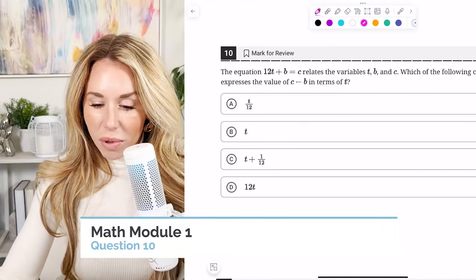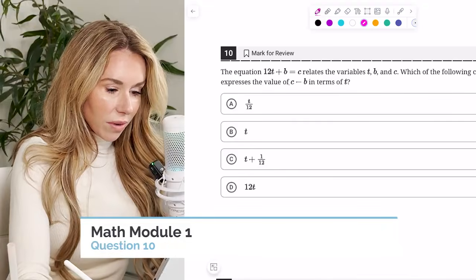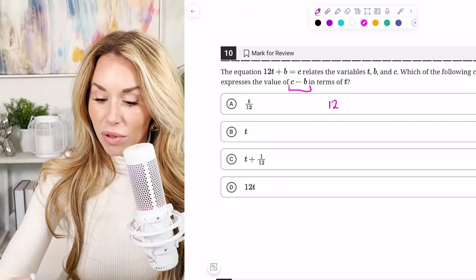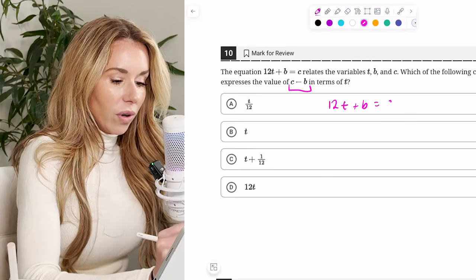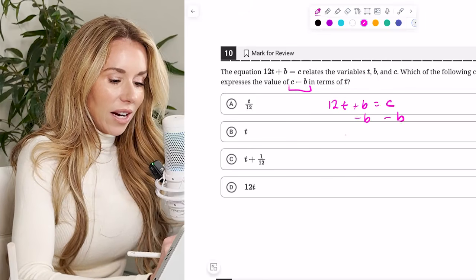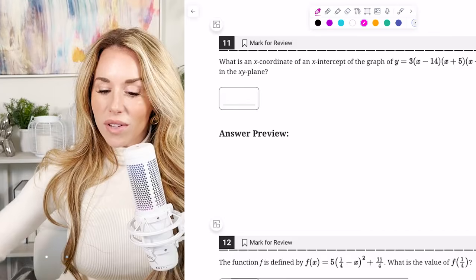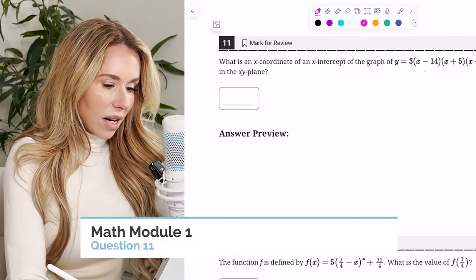Okay, we have 12t plus b equals c relates to the variables, and so on. What expresses the value of c minus b? Okay, well, that's really easy because when I just subtract b from both sides, I actually get c minus b equaling 12t.